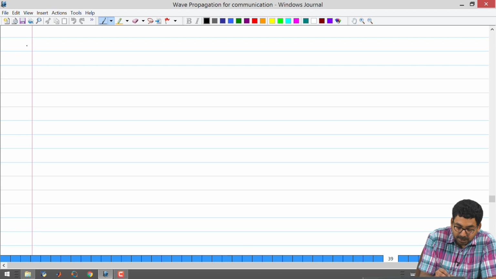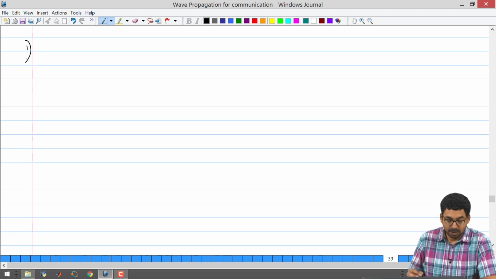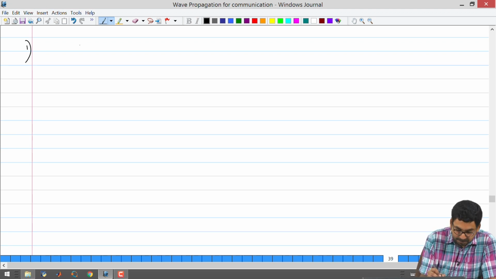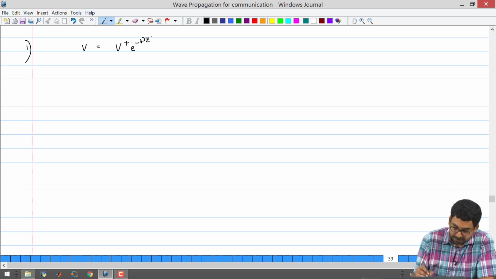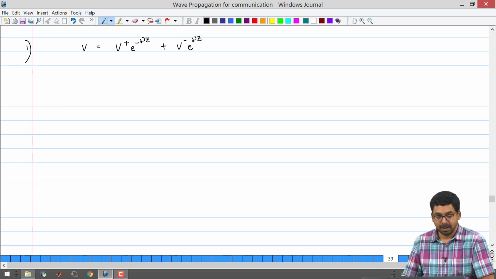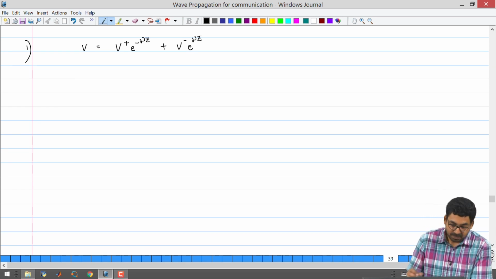So, I will begin with the general solutions to the voltage in a transmission line. So, we had V is equal to V plus e to the minus gamma z plus V minus e to the plus gamma z. The first term will be the forward voltage and the second term is the backward voltage.